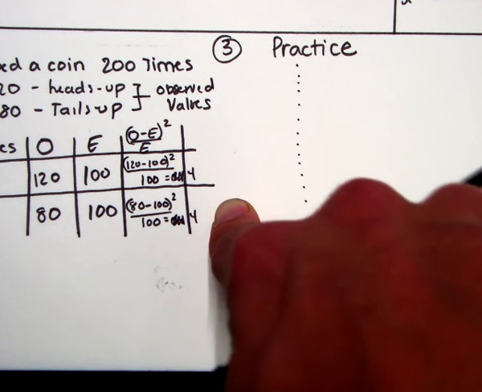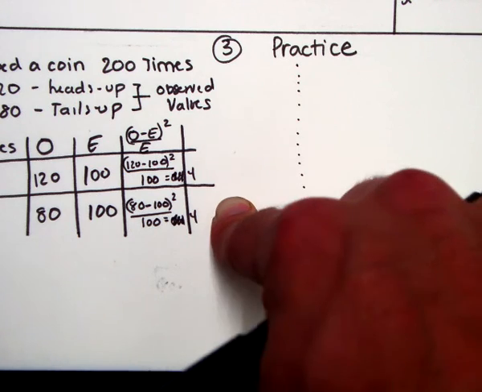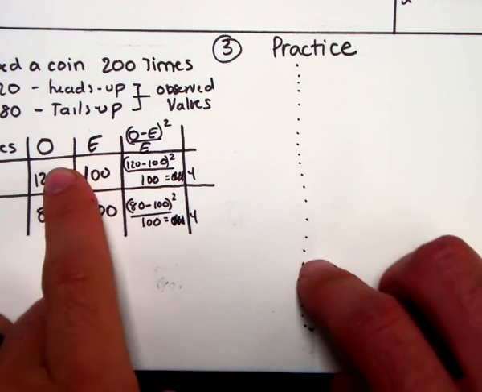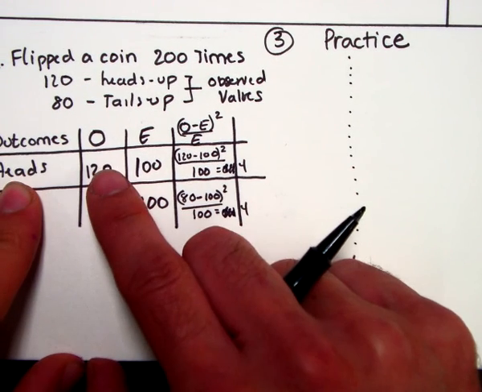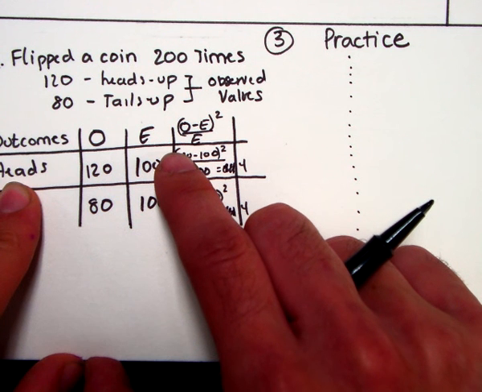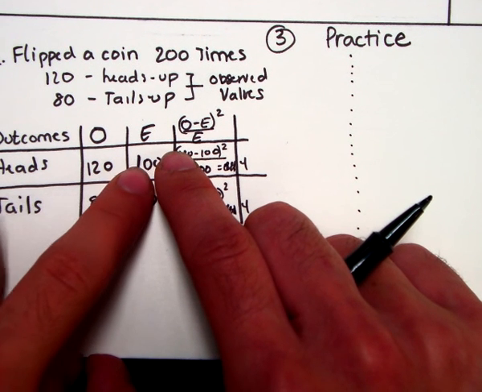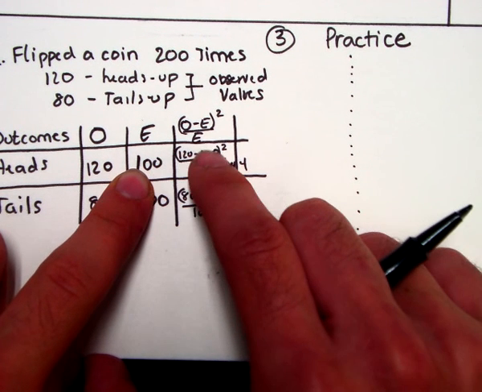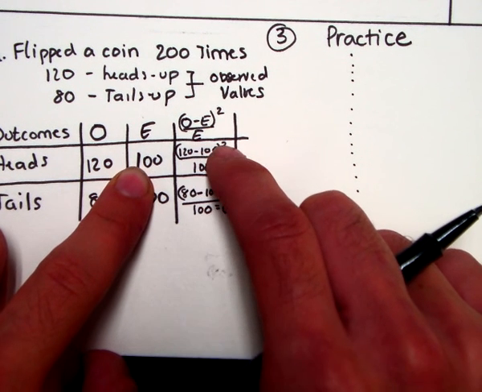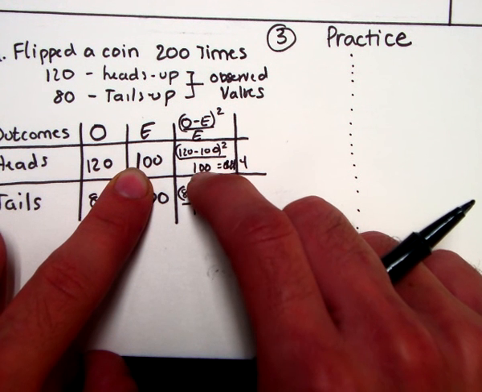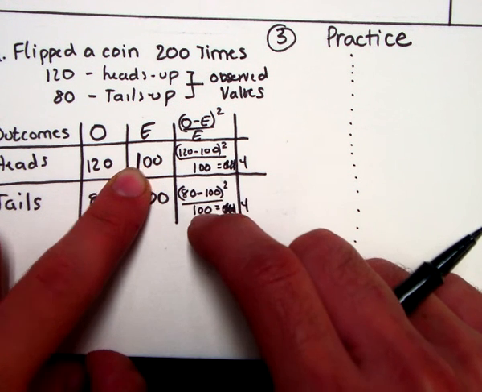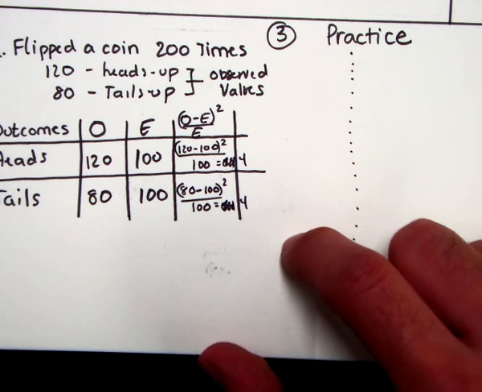Oh, I'm so sorry. So what I did is I took my observed value for heads, which was 120, and I subtracted the corresponding expected value, which was 100. Then I squared that and divided by the expected value again, which was 100. Sorry about that. I misunderstood your question.